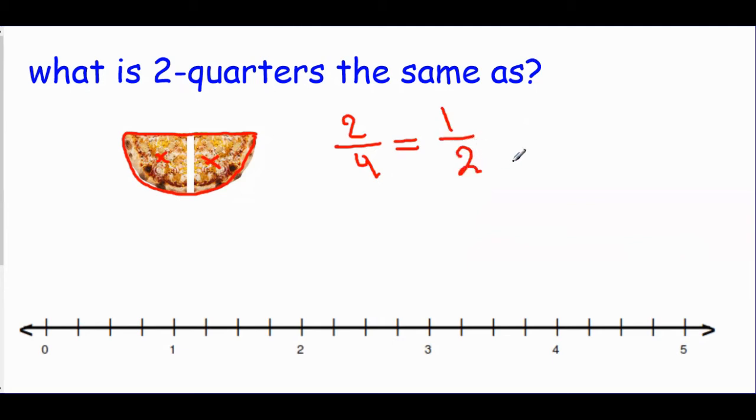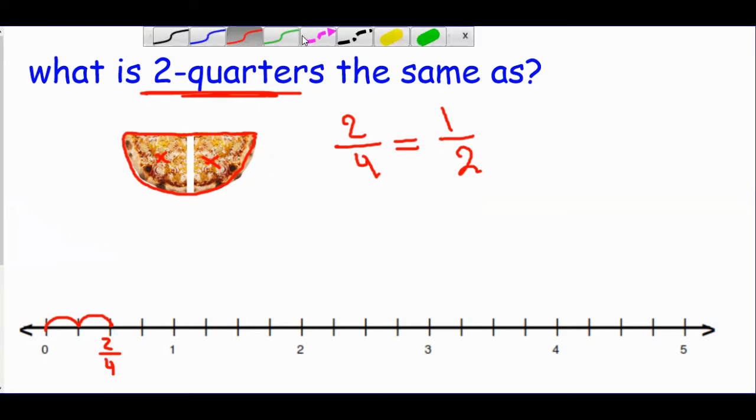How can I understand this on the number line? Again, if I want to know 2 quarters, I will divide the number line into quarters. This means between two numbers, I should divide into 4 equal parts. And I will count by quarters. So this is 1 quarter and this is 2 quarters, and I will stop here. It is 2 quarters. But until now, I didn't know the answer.